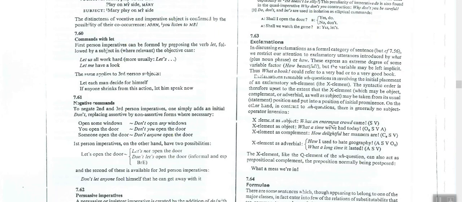So here we have an enormous crowd and verb. What an enormous crowd, here SV. So here the X element is the subject. What an enormous crowd came. We didn't say, for example, what did an enormous crowd come? Or as object: what a time we have had today. Here the X element is direct object. We didn't say here, what a time have we had today. If we said, what a time have we had today, it would be a WH question. But what a time we have had today is an exclamation. And usually we know this by the exclamation mark.